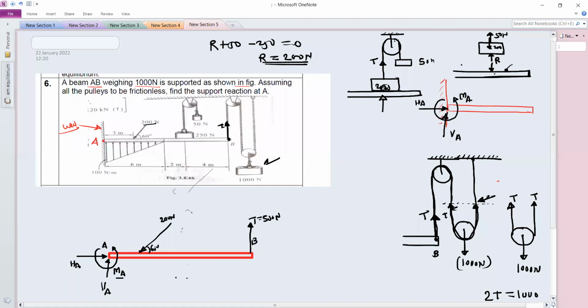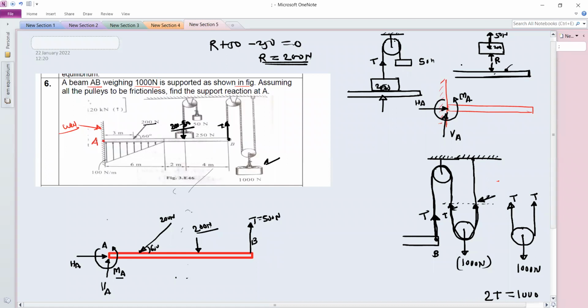So similarly here, you can show that reaction like this, and this is equal to 200 Newton. So we have subtracted this 50 from this 250. So net weight acting on this beam in this direction is 250 minus 50, so it is 200 Newton.